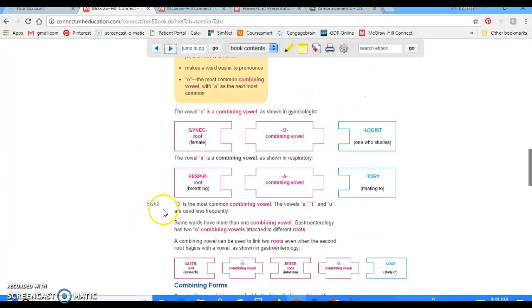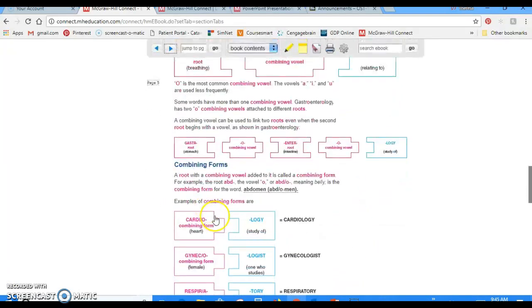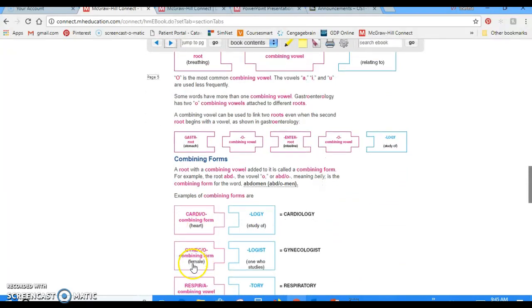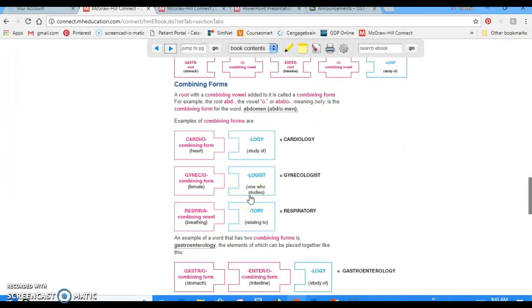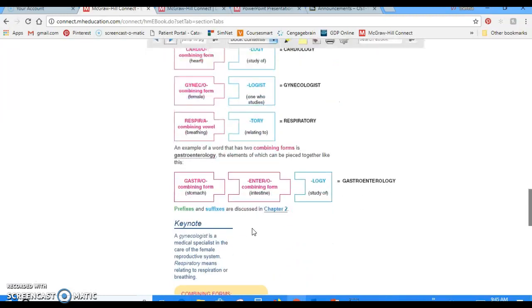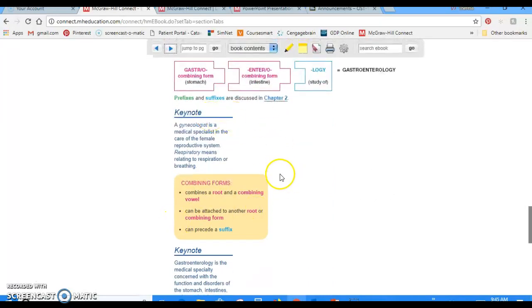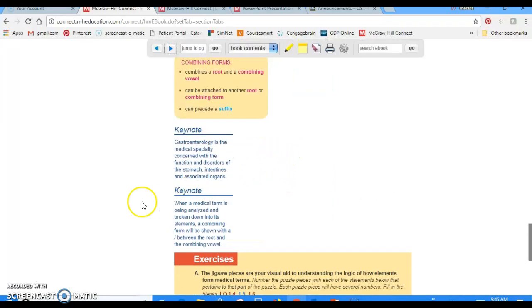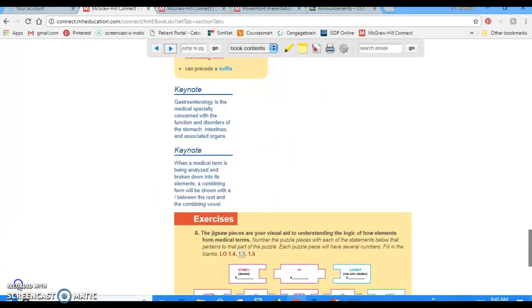This section here will give you more of the terms to put on your card. So we already talked about gynec and respir, gastro and all. Cardi means heart. Logi means study of. Logist is one who studies. Tori is relating to. You're going to find there's a lot of words that mean relating to or pertaining to. So this is how you would pick up the words to put on your cards in these first few chapters.